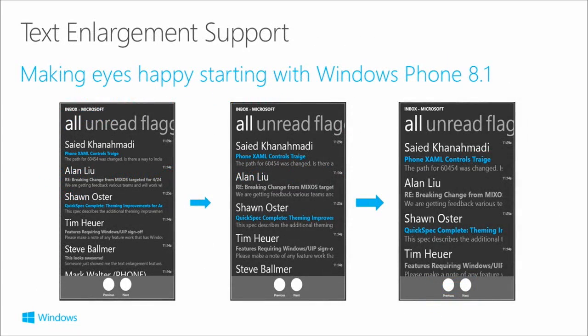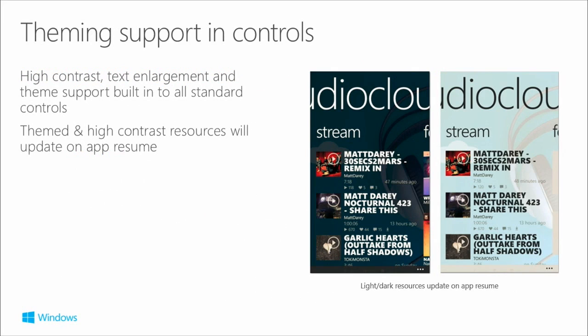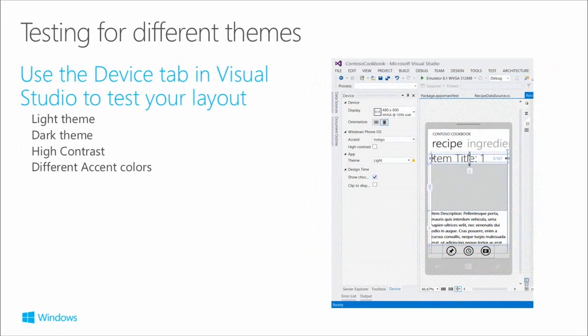So yeah, this is list text enlargement support. This is a new thing for Windows Phone 8.1, which was kind of in Windows Phone 8. It was built into some of the built-in apps, but the third-party apps didn't get this. So the controls are all theme aware. Internally, in their built-in templates, they're using these theme resources.